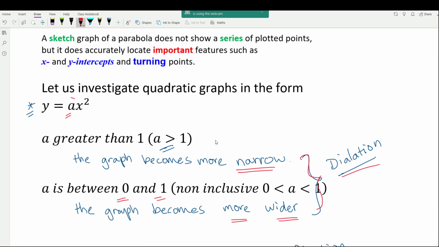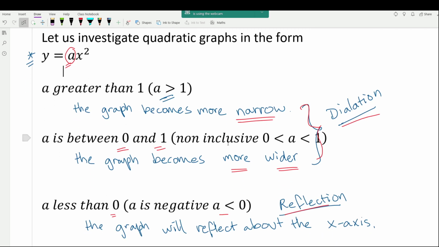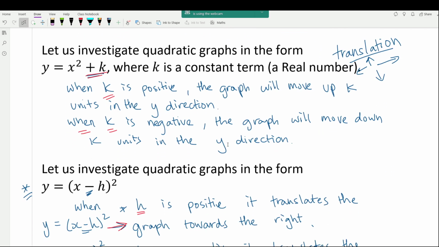Now in the previous lesson, we looked at what the effect of a does. So a either stretches the graph wider or narrower depending on the value of a, and if a is negative, it would reflect the graph. Then we also looked at the value of k, so x squared plus k. So k is the number by itself. When k is positive, it moves the graph up, and when k is negative, it goes down.